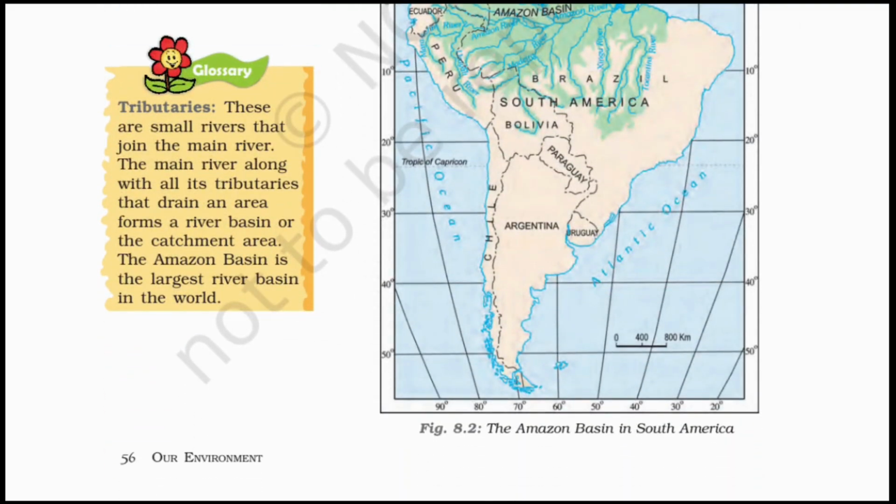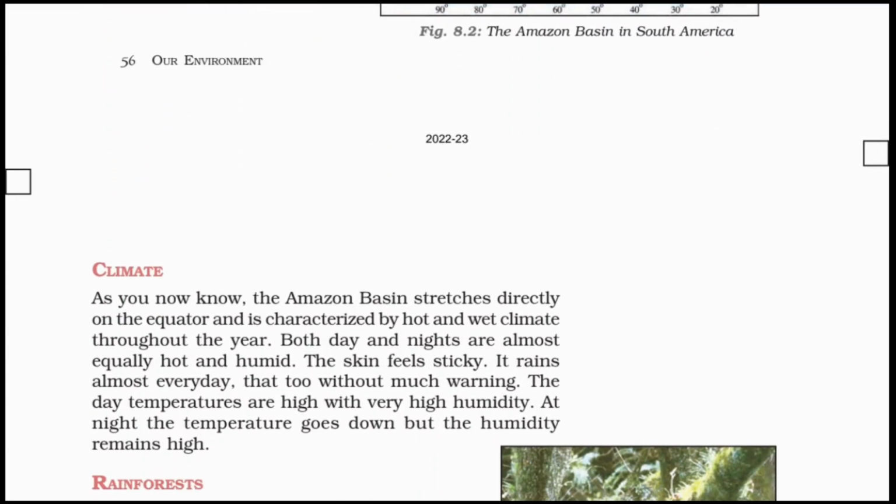Now what are tributaries? These are small rivers that join the main river. For example, the tributaries of Ganga are Yamuna, Son, and many more rivers, right? So these small rivers join the main river, which is Ganga. The main river along with all its tributaries that drain an area forms a river basin or the catchment area. The Amazon basin is the largest river basin in the world. This is the largest river basin, right? So this question can also come.